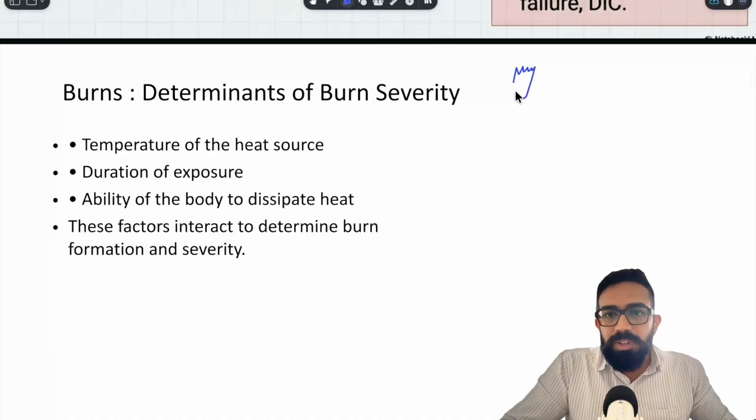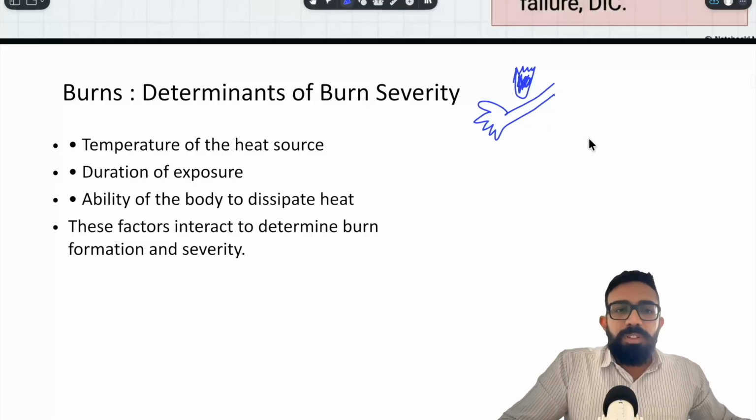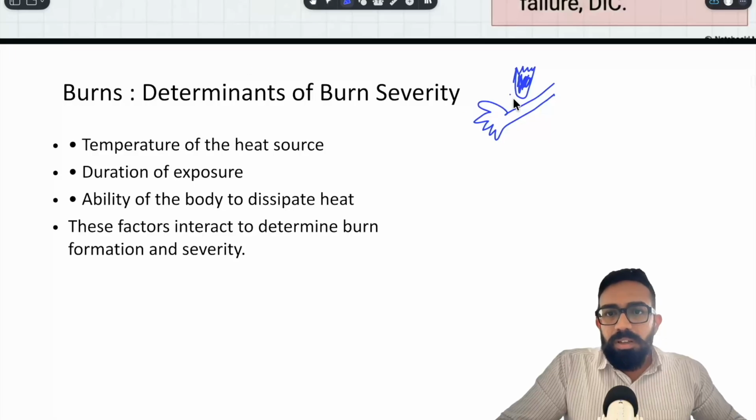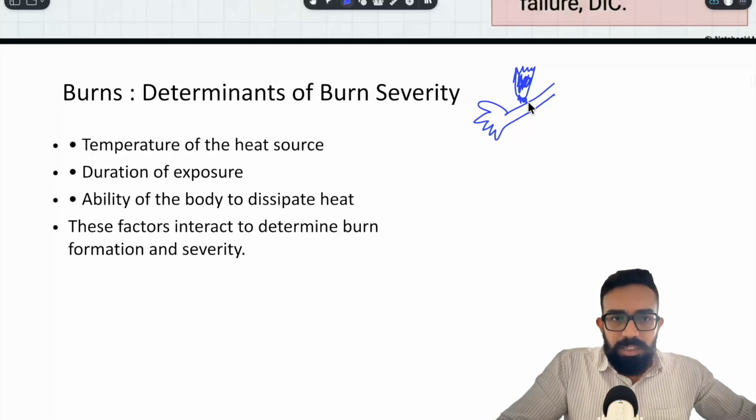So I'll make a flame. I'm making this flame with blue color, but let's think that this is a flame of fire. This is affecting one body part. Let's say I'm drawing a hand. Okay. So what happens if particular dry heat is affecting one body part? That we'll start discussing now.